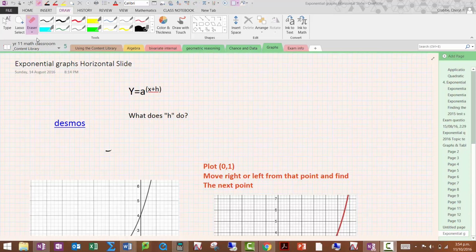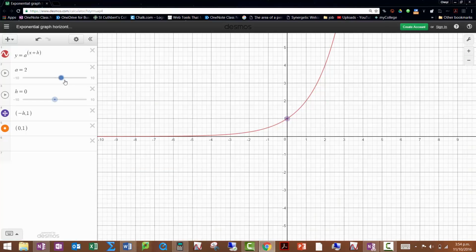Okay, so we're going to take a look at horizontal slides of exponential graphs. So we have an h being applied to the x, so it's sort of an exponent. A little h applied to the x means that, if we take a look at Desmos, we can see what it actually does. It moves the graph right or left.